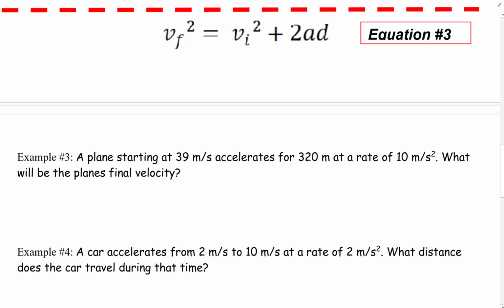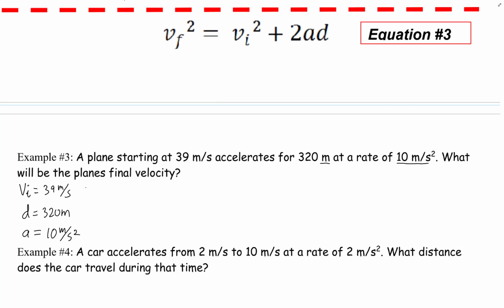Let's use this formula. Write down the givens. 39 meters per second is the starting speed. You can tell by the units. VI is 39 meters per second and accelerates for a distance of 320. How do you know it's a distance? You can take a look at the unit. Distance is 320 meters, and it's at a rate of 10 meters per second squared. Look at the units, you know that's an acceleration. 10 meters per second squared.